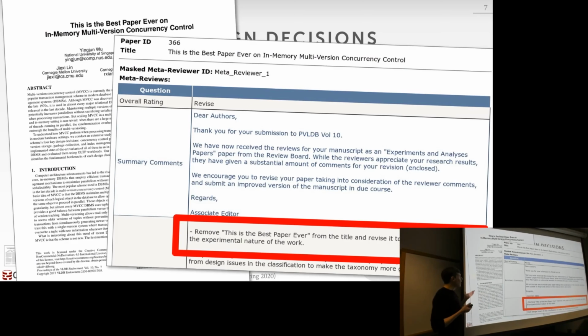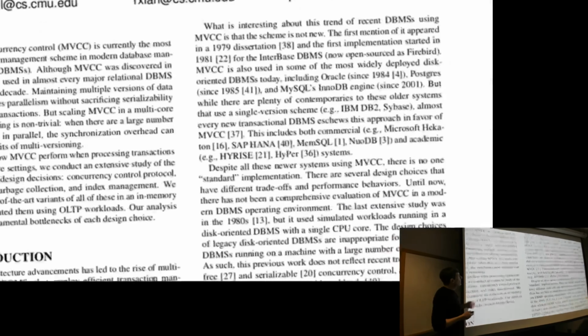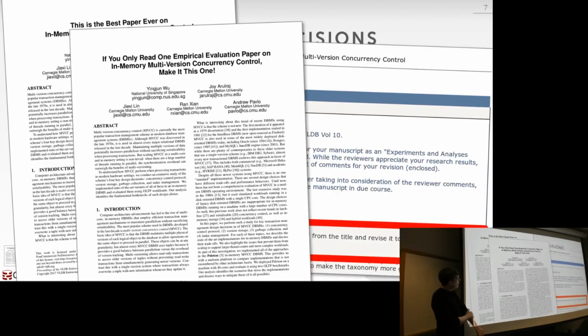So I'm like, all right, well, I understand their point. We didn't want to be flip or subjective in our paper, because I still think it's the best paper, but would it always be? I don't know. So then we changed the title to, if you only read one empirical evaluation paper on in-memory multi-version control, make it this one! Exclamation point. That one they didn't like. They came back again. They said, this is subjective. This is your opinion. You have to make the title more scientific, or more precise.